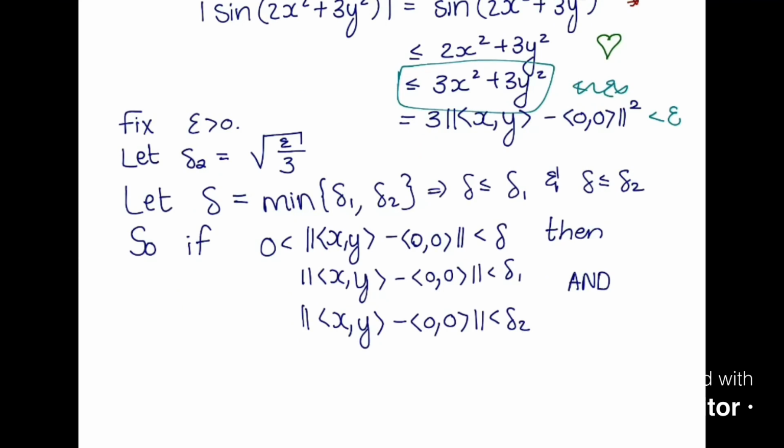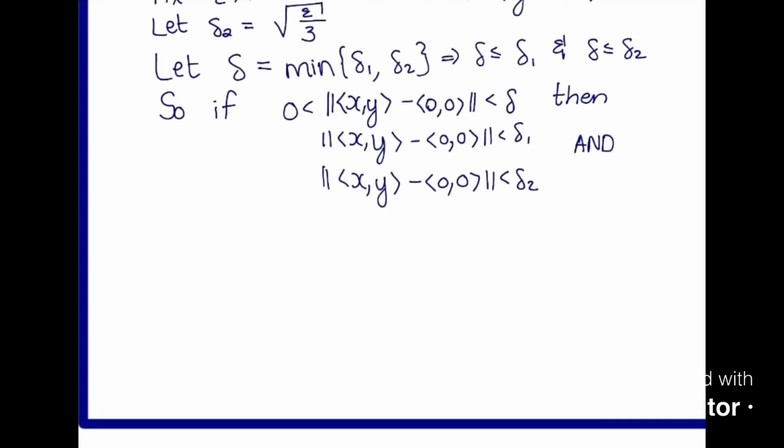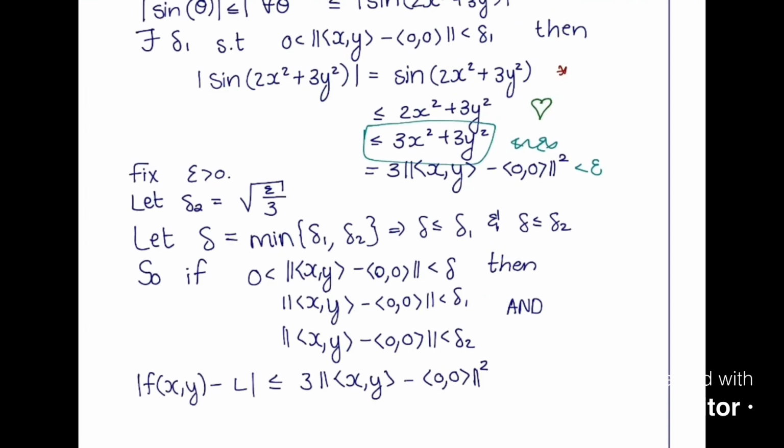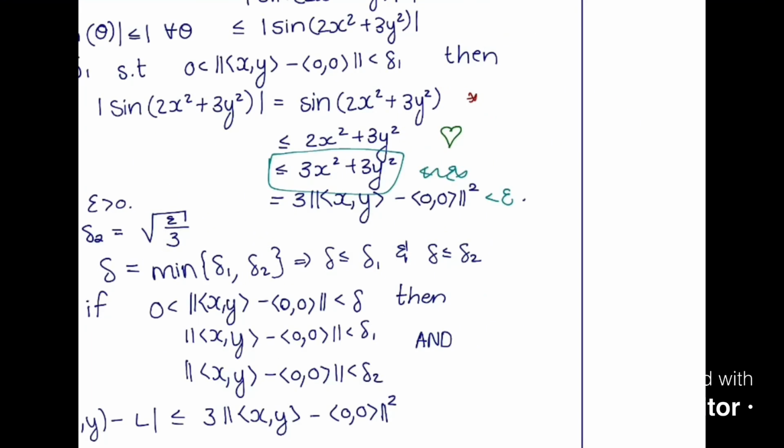So now we can say f(x,y) minus L has been shown to be less than or equal to 3 times the norm of (x,y) minus (0,0), squared, and let's call that, for instance, A. And A only holds if our condition holds, and by this statement over here, our condition holds, so A must hold.